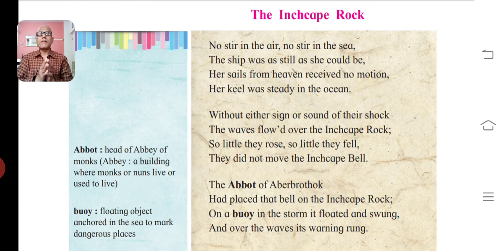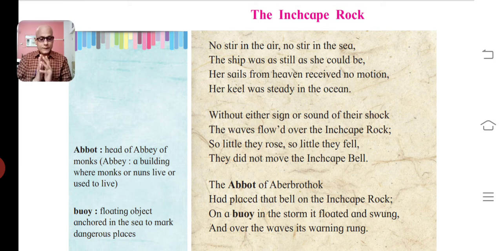Hello dear students and dear friends. In my last video lecture, I discussed the content of the poem, the theme of the poem, the Inchcape Rock, and the poem line by line in detail. Today too, I will continue with the same poem, The Inchcape Rock, by a very famous English poet, Robert Southey. But today, I will discuss the margin activities and the figures of speech in the poem.